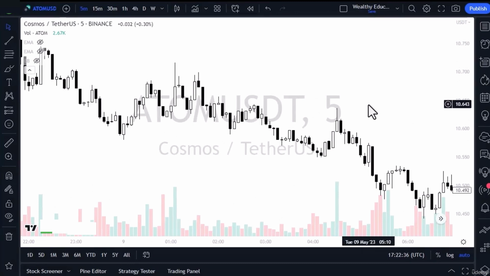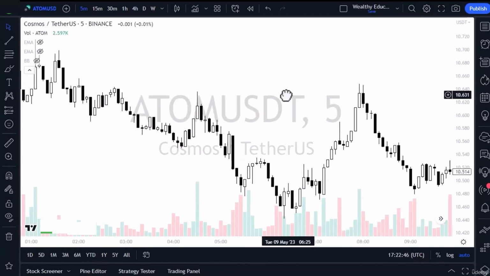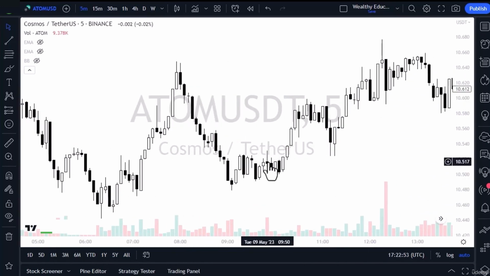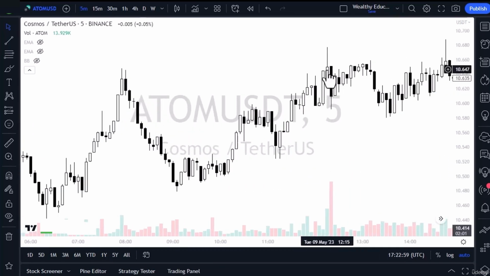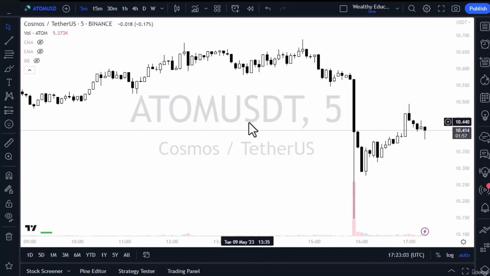Cosmos. Shooting star, nice drop. Shooting star, the body's a little longer than I'd like to see, but it is telling you the same story. Shooting star, but not after a big move higher. Not a huge surprise that we just kind of came back into the picture. Shooting star pulls right back to the previous support level, and so on.